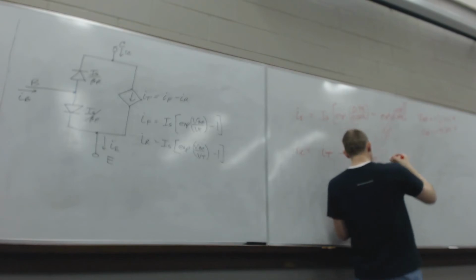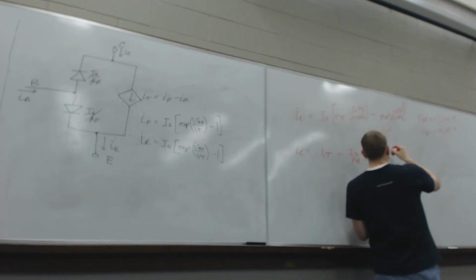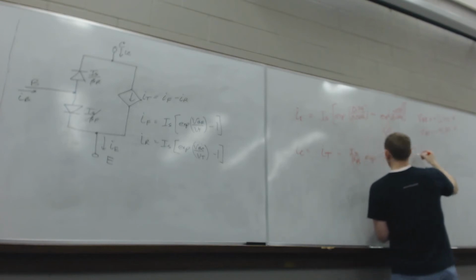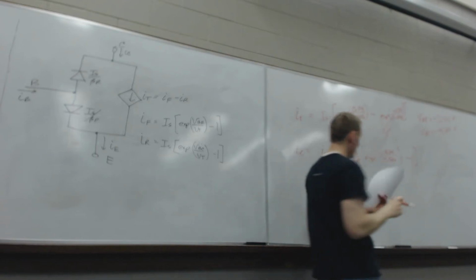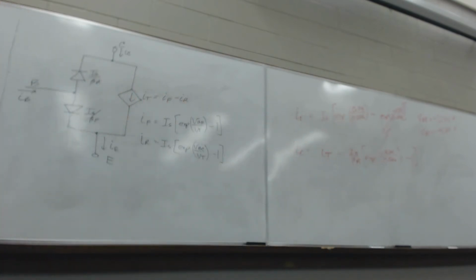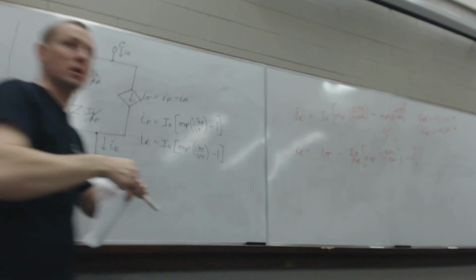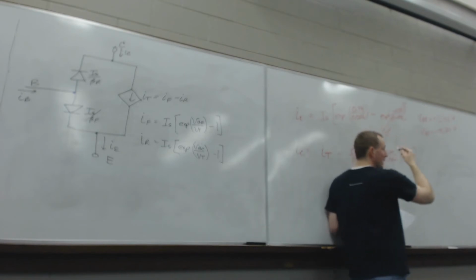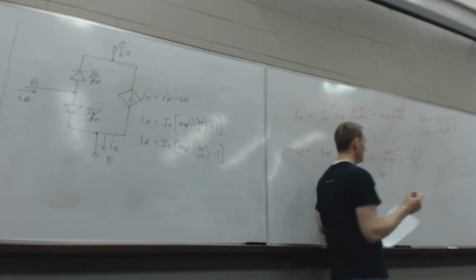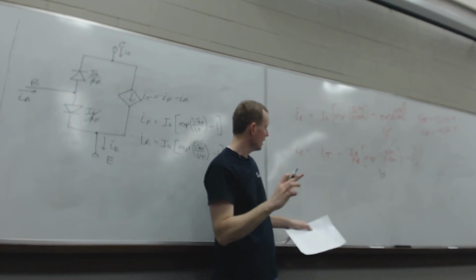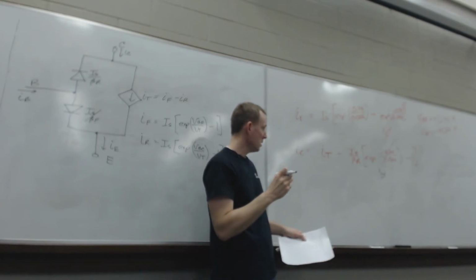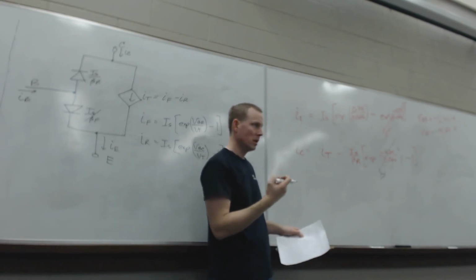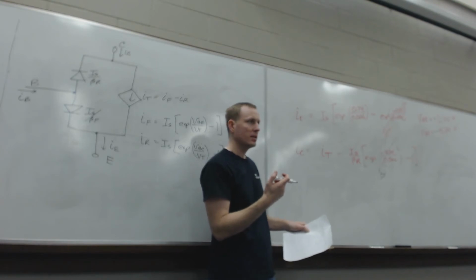So EXP of VBC, 4.25 over 0.026 times 1. Look at this. Can we ignore the -1? Actually, let's not worry about the -1 yet. So we have EXP to the minus large number. Yeah, it's going away. Can we ignore the -1? 0 minus 1 is approximately equal to -1, right? We can't ignore the -1.